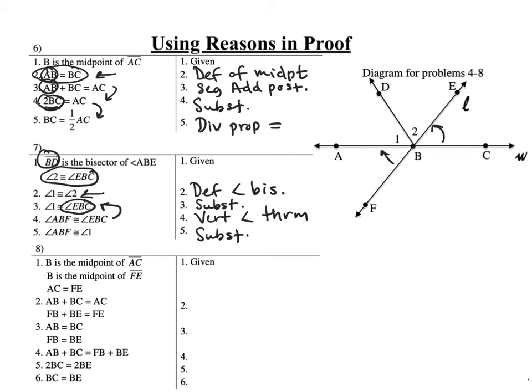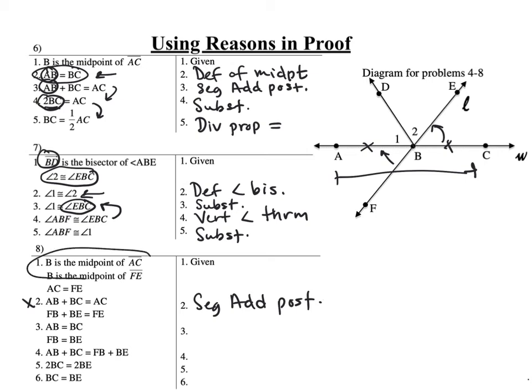Number 8, we got a couple of midpoints, and we have some equal segments. Now notice step 2. If you look at the picture, step 2 is two segments make a big segment. AB plus BC equals AC. That's segment addition. AB and BC are equal, FB and BE are equal. So we're using this right here. If you look, B is the midpoint of AC and B is the midpoint of FE. This comes from the fact that we have a midpoint, and then we have two equal segments. That is the definition of midpoint.